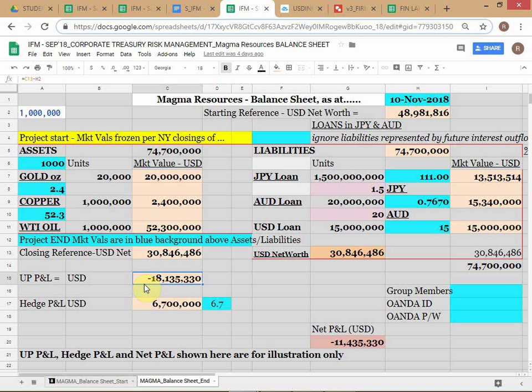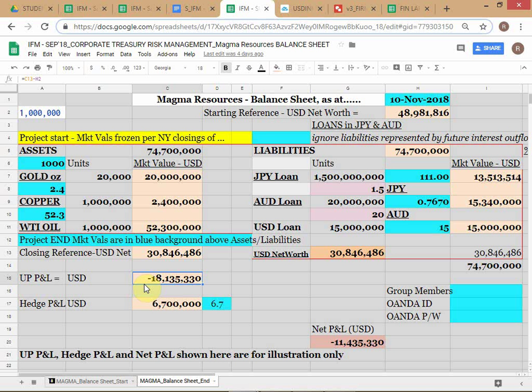So we are just having this first discussion now. The first level discussion is, we are assuming that you are very lazy and you're not going to do any hedging. If you don't do any hedging, and if these are the prices on 10th of November, then you will show a loss of 18 million. Is this clear to everyone? Your underlying positions are showing a loss of 18 million on 10th of November.